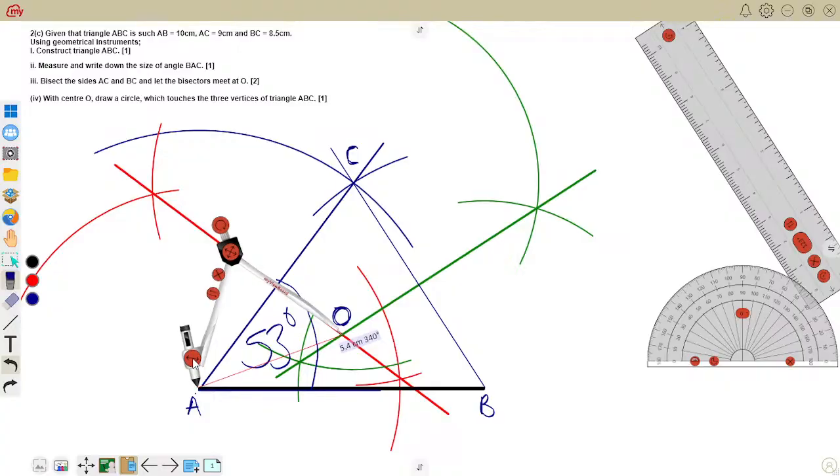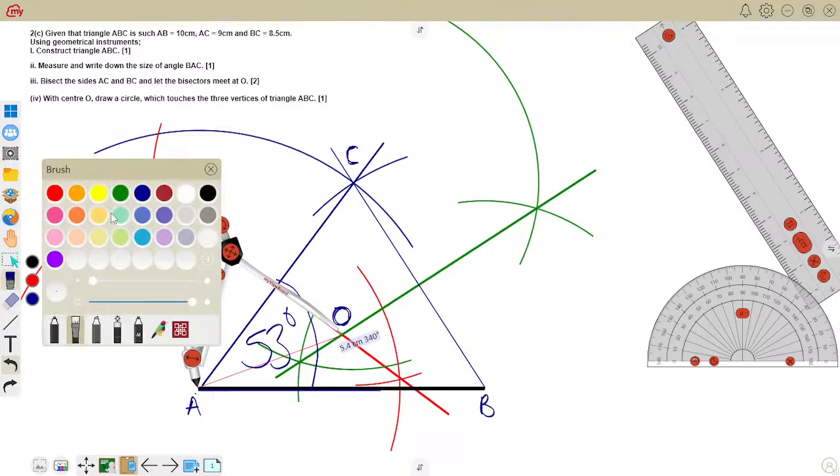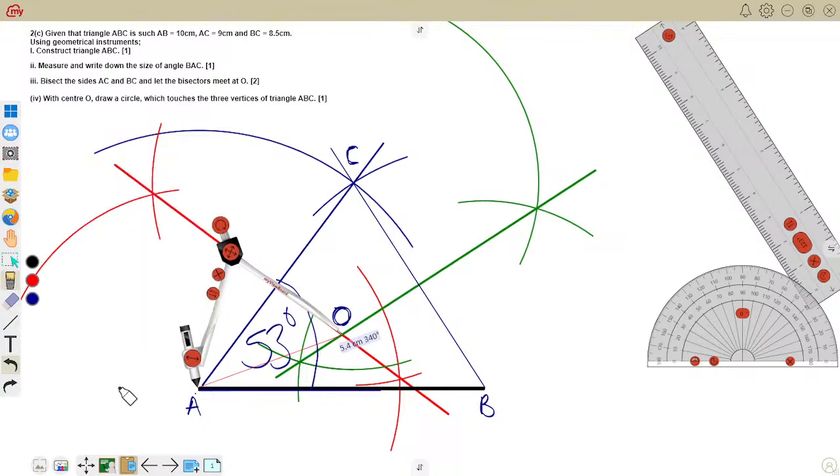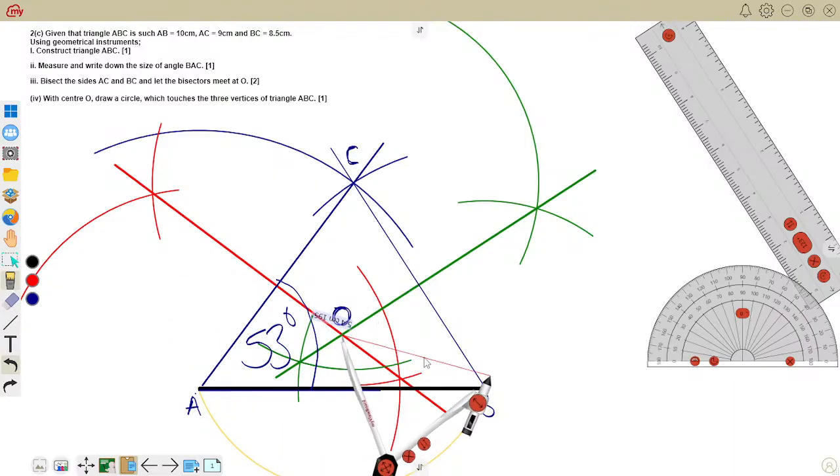Now to draw this one, I'm going to use a different color. Which one can I use? Maybe I can use this one. Then I'm going to draw the circle, because they want us to draw the circle which touches points C, B, and A. Okay, which touches points A, B, C. Now, when they say vertices, they are saying the corners of the triangle. So what we do is now we can draw the circle that touches those points.